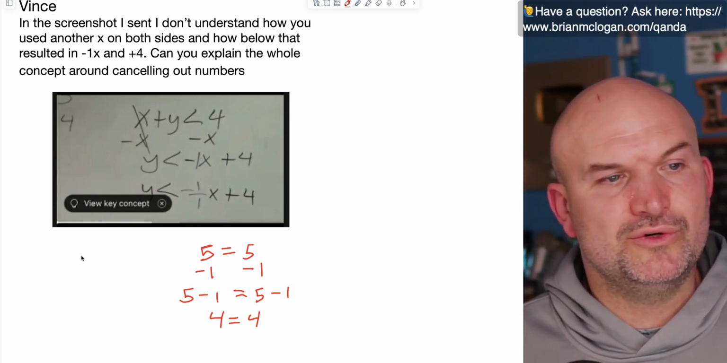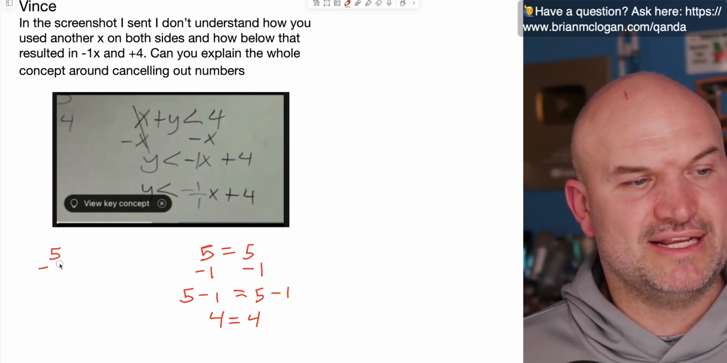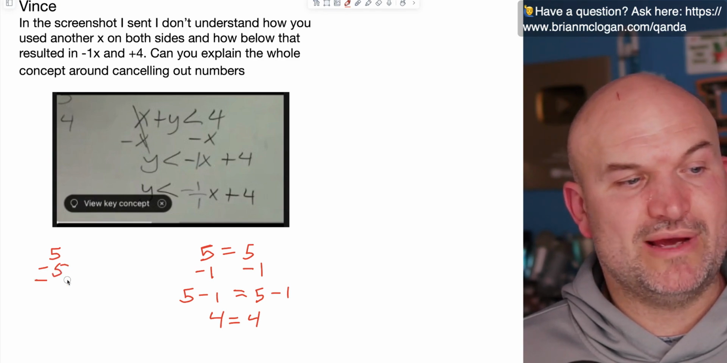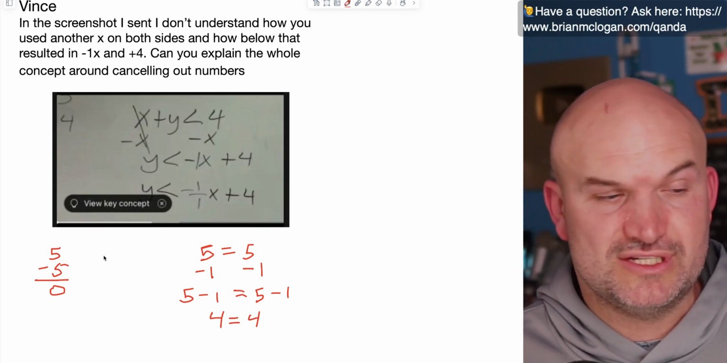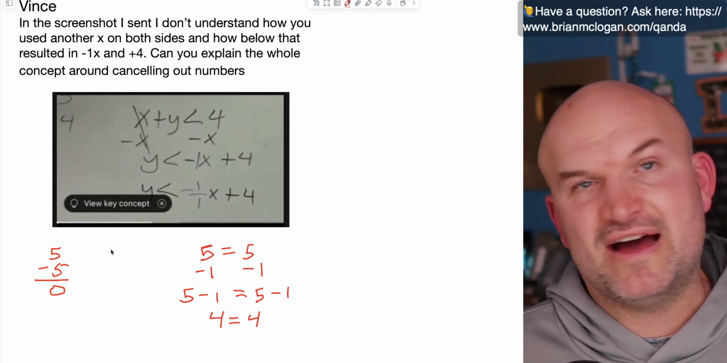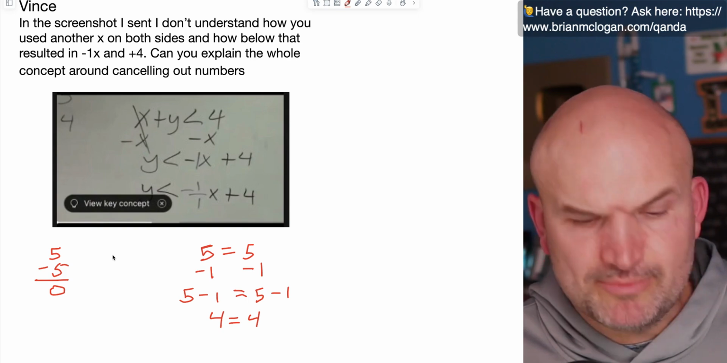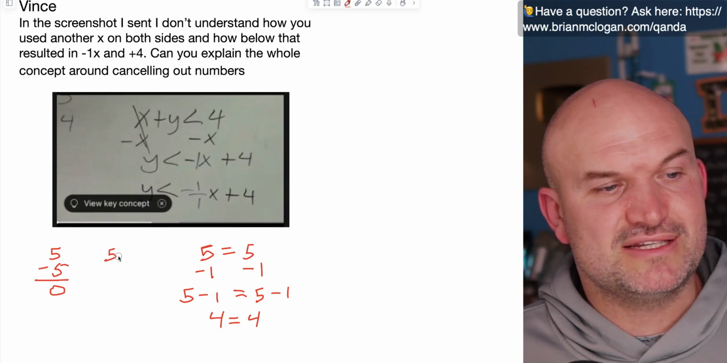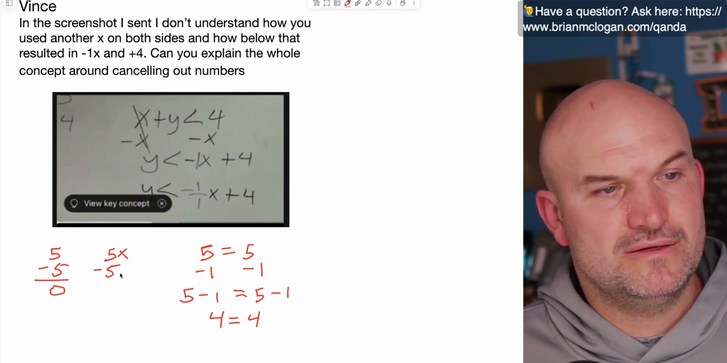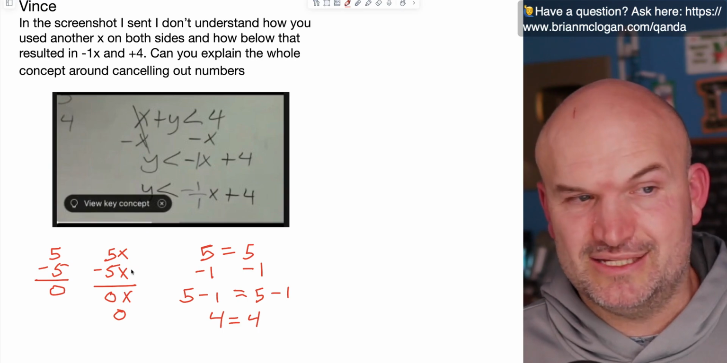I think it's also important to recognize that if I have 5 minus 5, that is equal to 0. That is what we call our additive inverses of each other. And the same thing, if I did 5 divided by 5, that would equal 1. That's the multiplicative inverse. So 5 minus 5 is going to equal 0. Now, if I had a 5x minus a 5x, then again, that's going to equal 0x, which is just also equal to 0 because 0 times anything is 0.